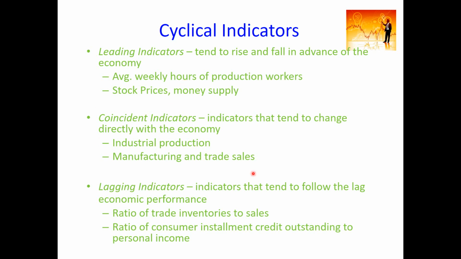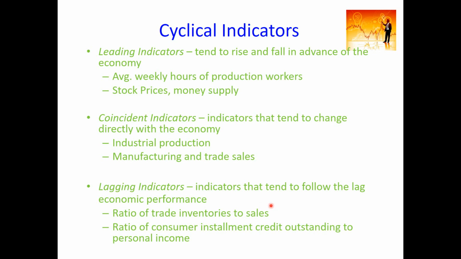The second type of indicators are coincident indicators. Coincident indicators are indicators that change directly as the economy changes, or you can say they change simultaneously with the economy. So these variables tend to be good at getting measures of the current state of the economy. They include industrial production and manufacturing sales.